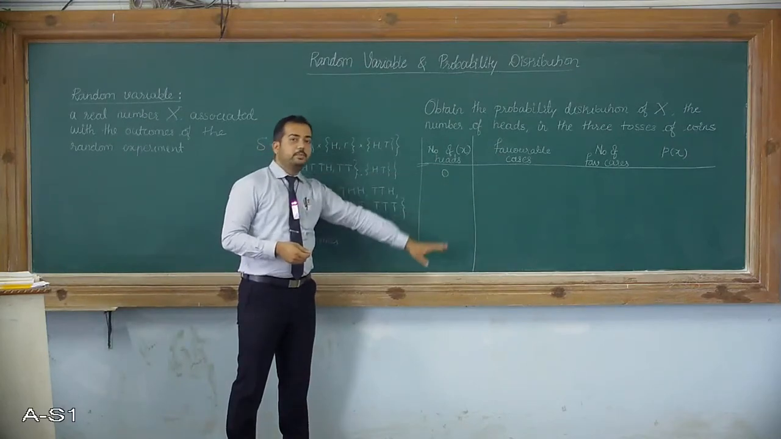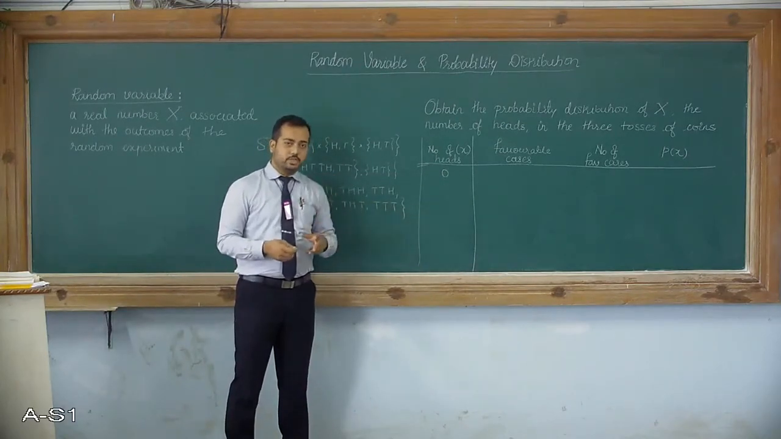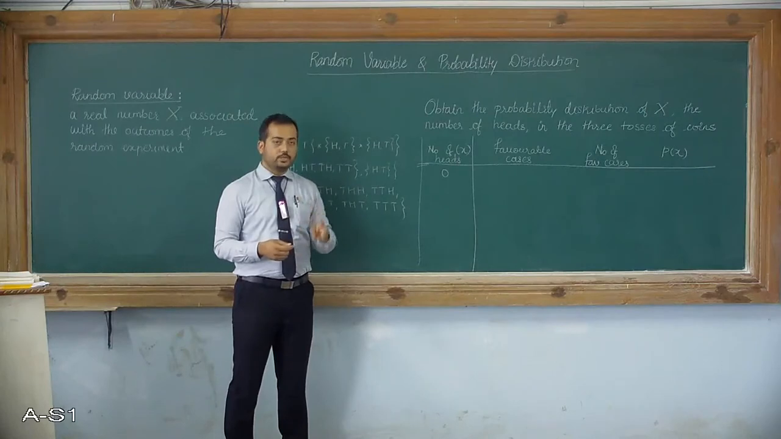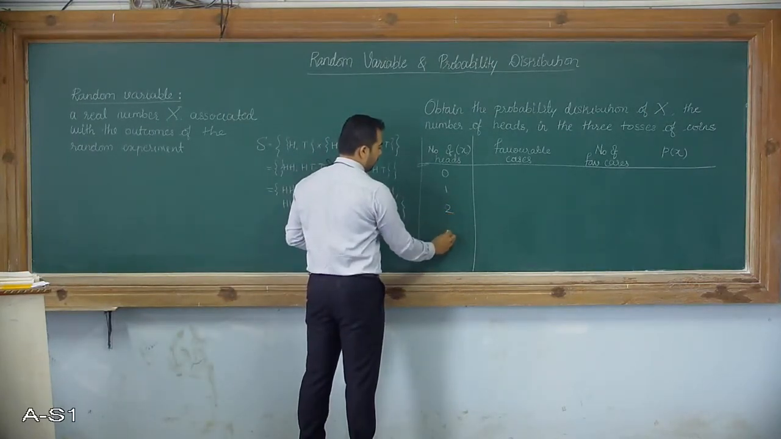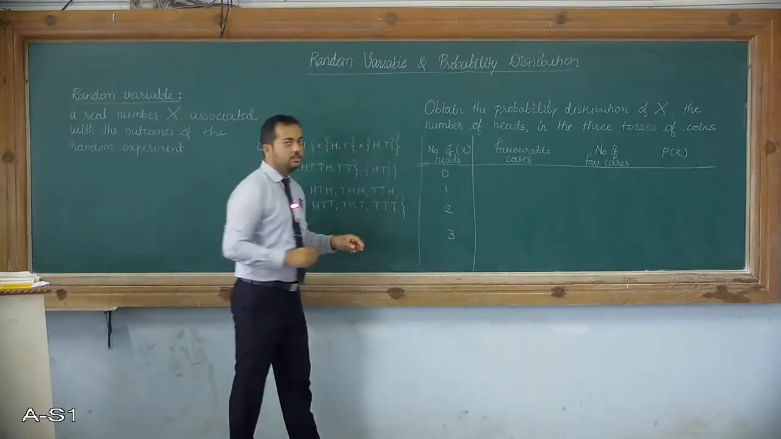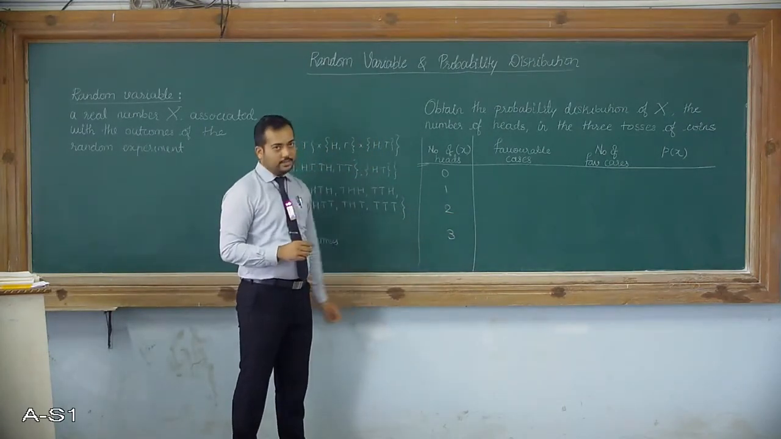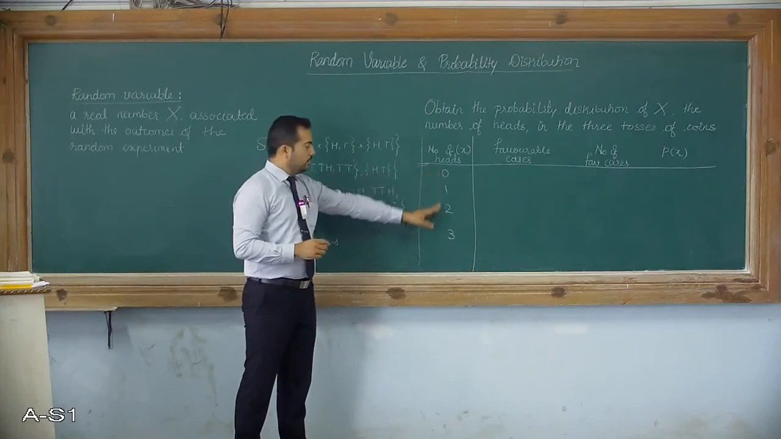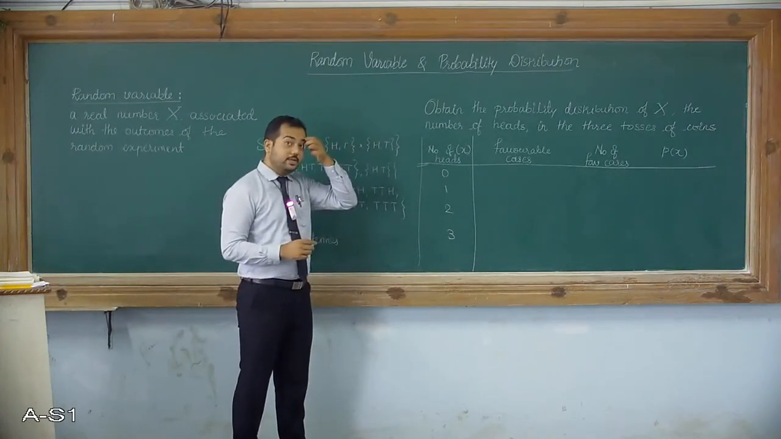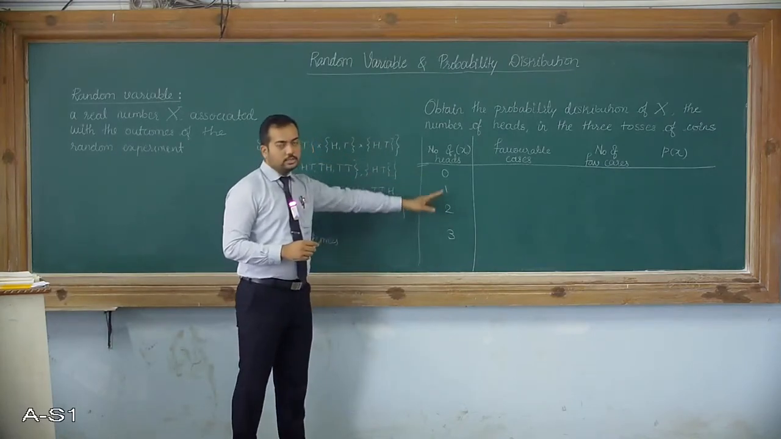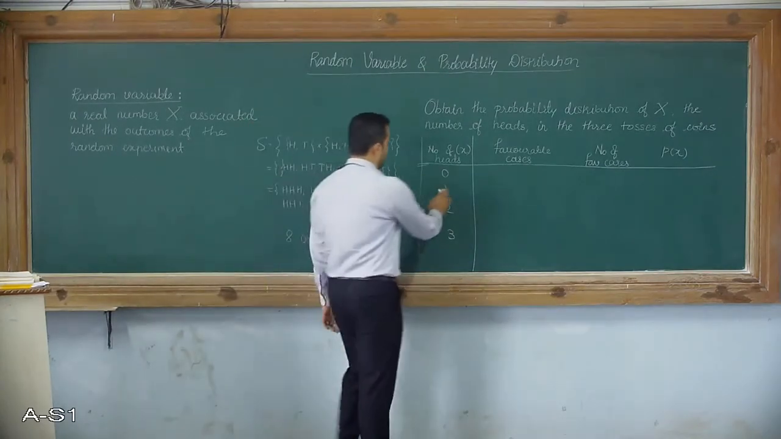What would be the maximum number of heads? When it is toss of three coins, the maximum number of heads would be three. Then 0, 1, 2 and then 3. These are the number of heads we are writing. We cannot have more than 3 and we cannot have less than 0 as well. So 0, 1, 2, 3 are the possible number of heads we have.